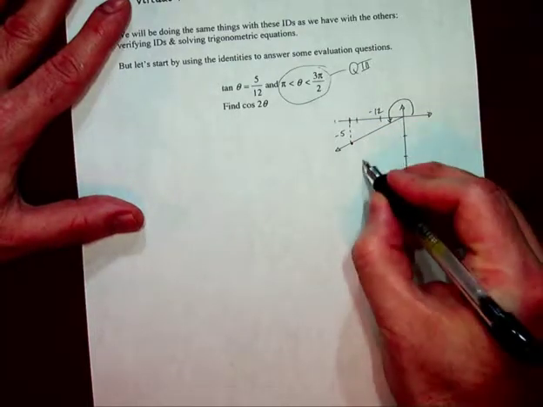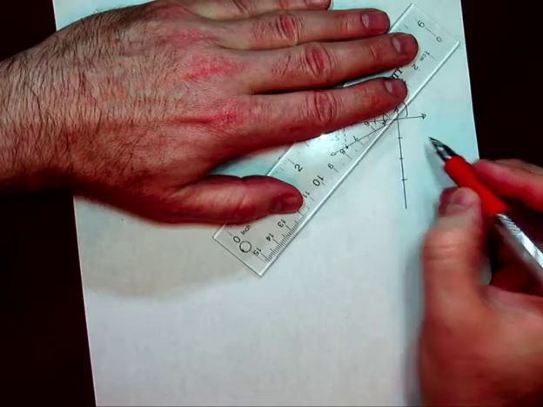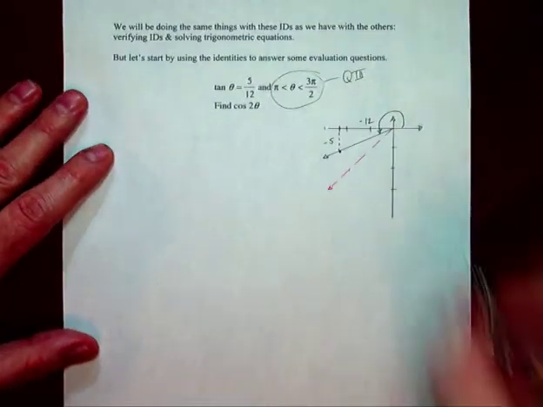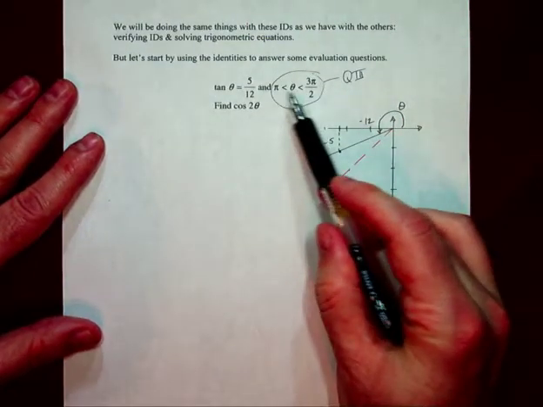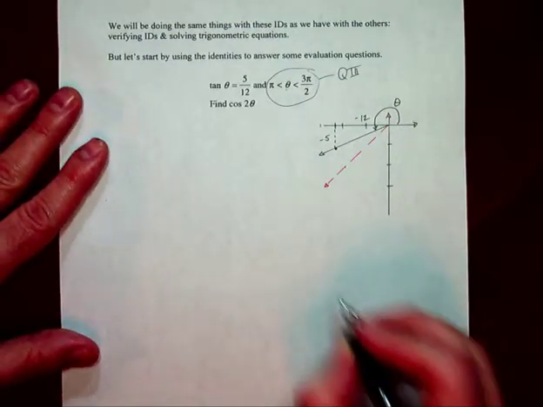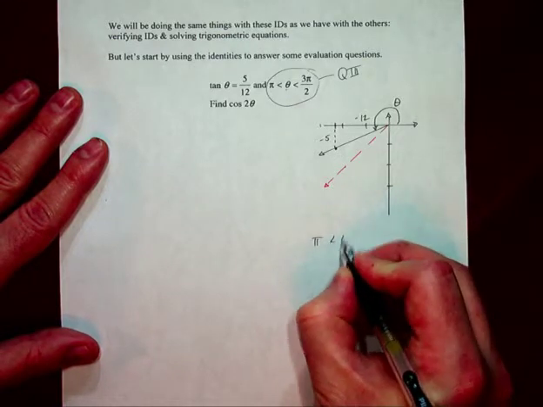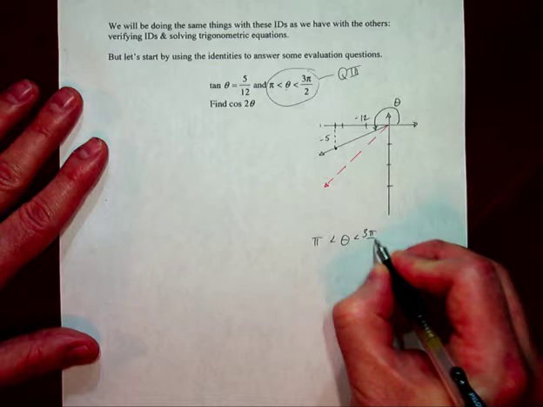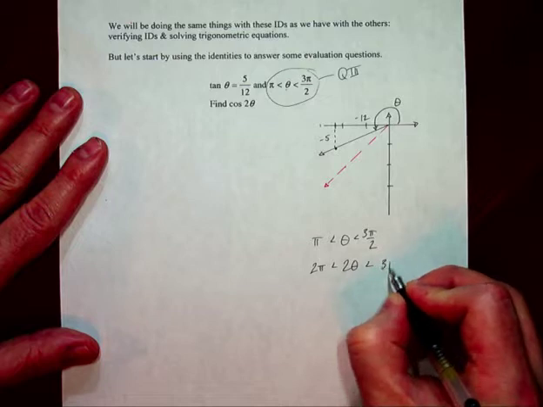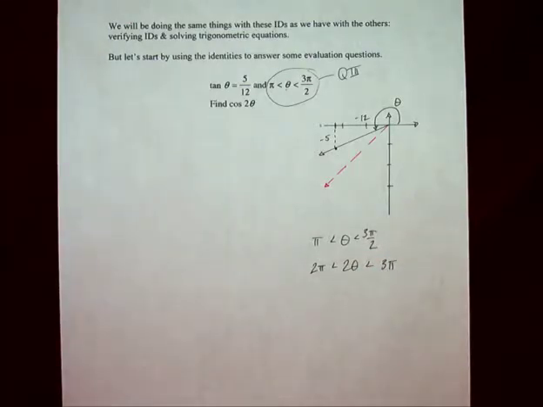Now, the reason why I'm saying that to you is because it's going to be, well, not crucial, but helpful when I start trying to figure out what 2 theta is. Because if this is theta, I was told that theta is between pi and 3 pi over 2. But if I'm trying to discern what quadrant 2 theta is in, and I start off with this 3 pi over 2, if I double all of these, then I know that 2 theta is between 2 pi and 3 pi, but it can be in either the first or the second quadrant.